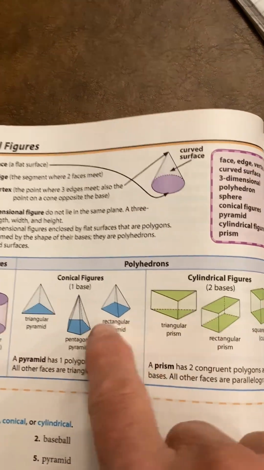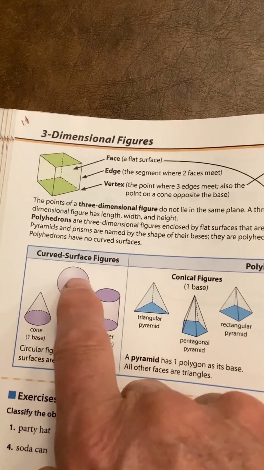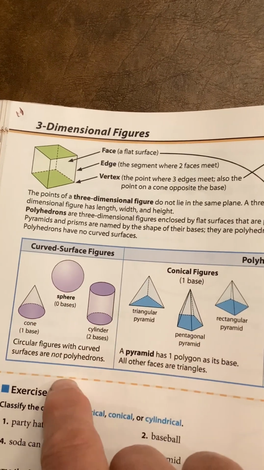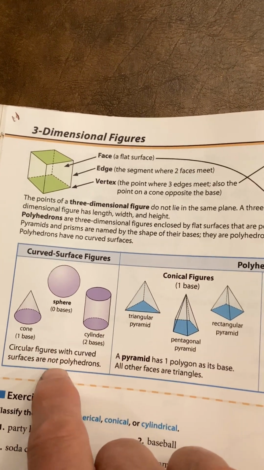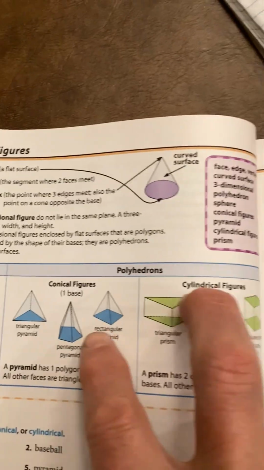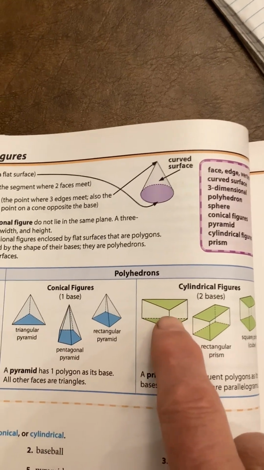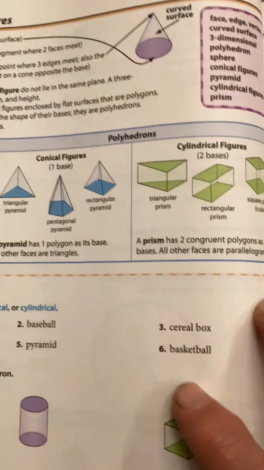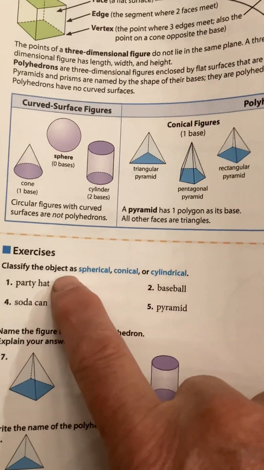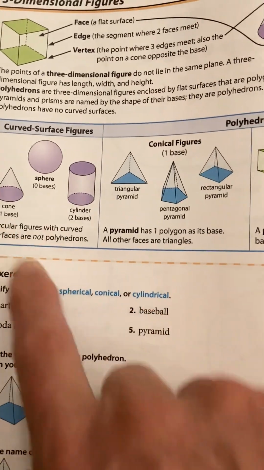These are polyhedrons right here. Curved surface figures are not polyhedrons. If they're polyhedrons, they only have flat surfaces. Right? So, classify as spherical, conical, or cylindrical.